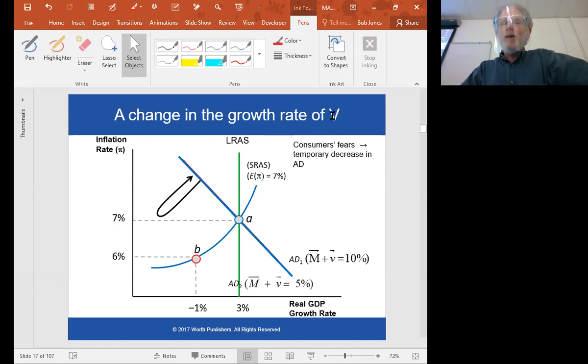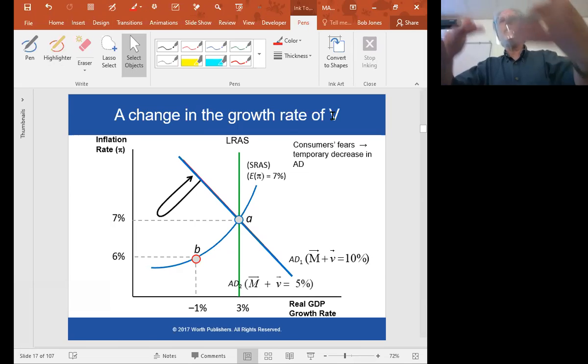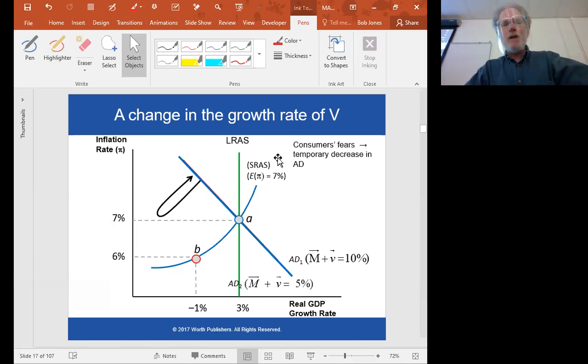Changes in the growth rate of velocity tend to be temporary. People cut back on their spending at one point in time, but the growth rate will tend to go back to where it was before. And so that means that when you have a decrease in the growth rate of velocity, it will shift aggregate demand to the left, but it will tend to go back to where it was before. We'll see the implications of that a little bit later on.